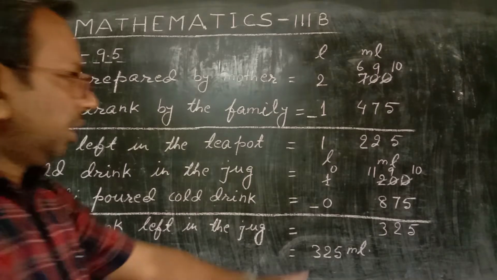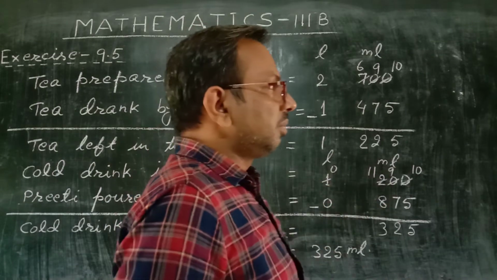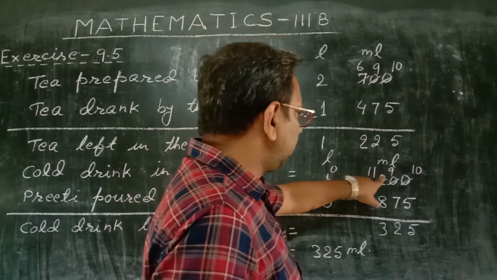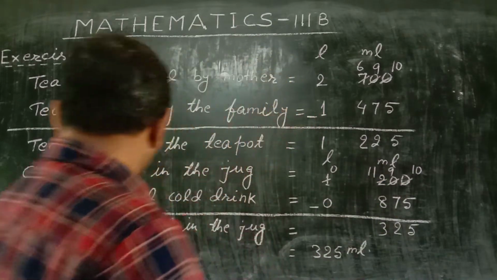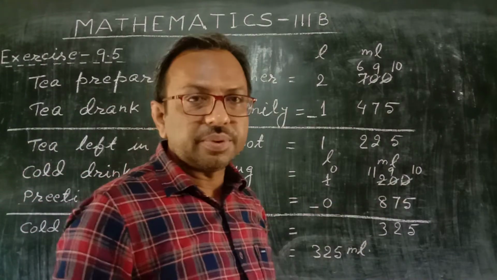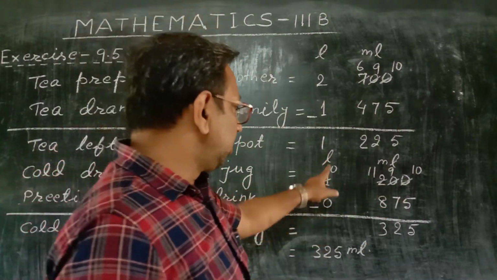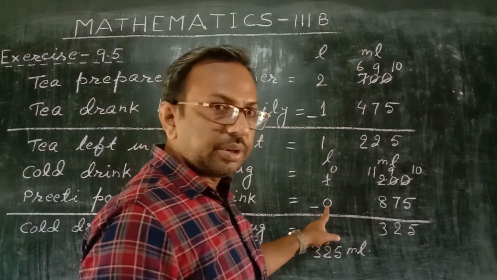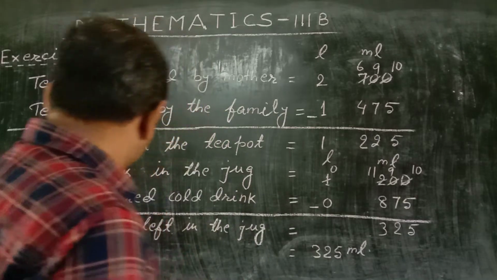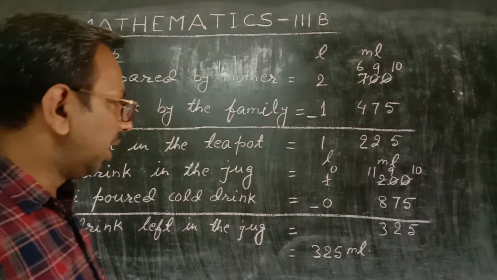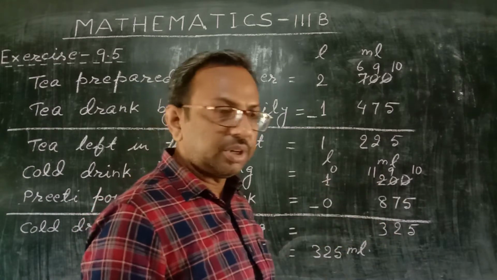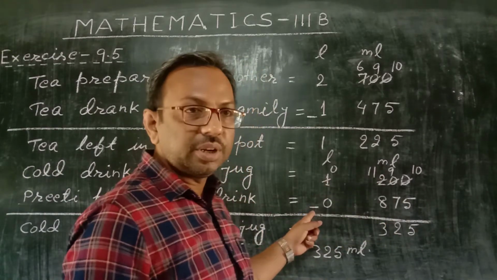I have arranged this quantity by making two different columns of liter and milliliter. In the column of liter I wrote 1 and in the column of milliliter I wrote 200. Then Priti poured cold drink equal to 875 milliliter. In the column of liter I wrote 0 because no liter is there. So to get the cold drink left in the jug, I subtracted 875 milliliter from 1 liter 200 milliliter. For that reason, I have given the minus sign here.